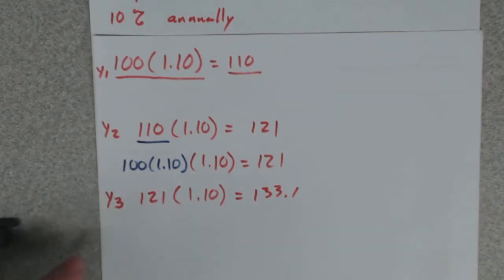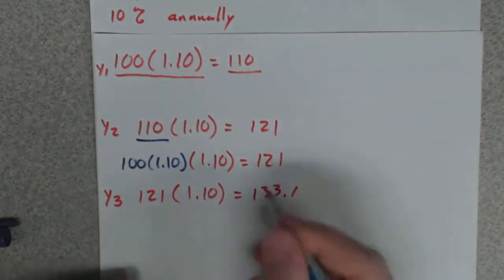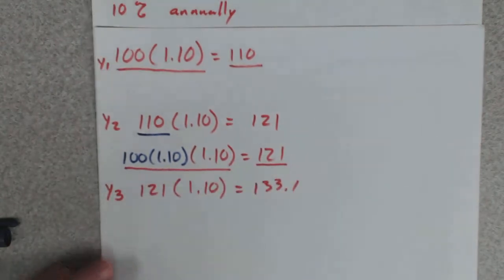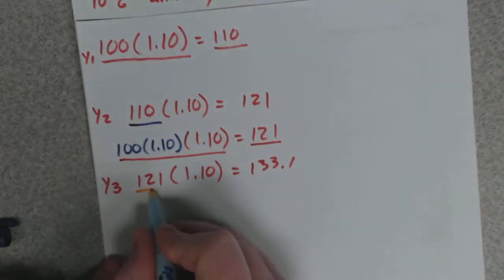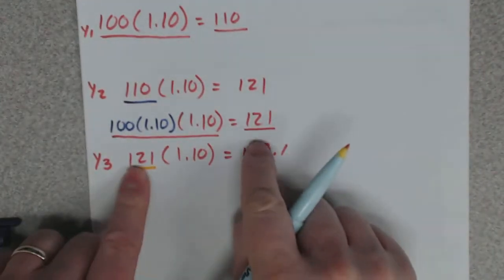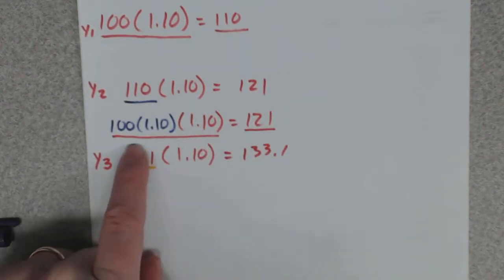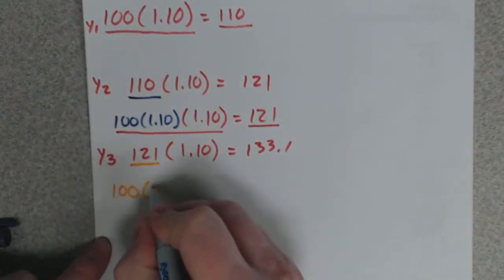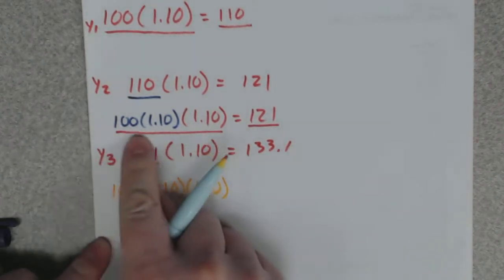Now check this out. 121. Let me see if I can get my color straight. 121 is the same as this big long thing here. It's the same. Check it out. Here's a 121 right there. A 121 is the same as this. So I'm going to rewrite that 121 right here in yellow as what I have underlined here in red. 100 times 1.10 times 1.10. Okay, that's that part I had in red.